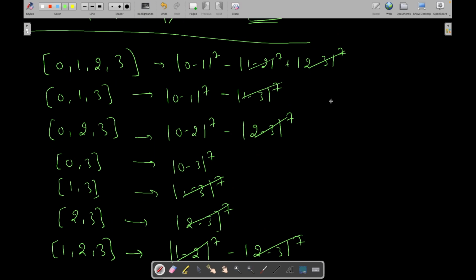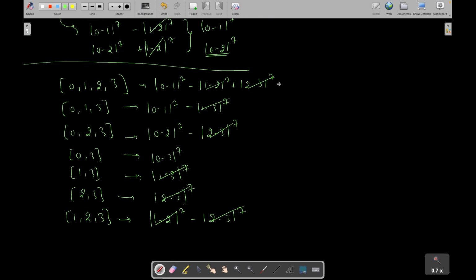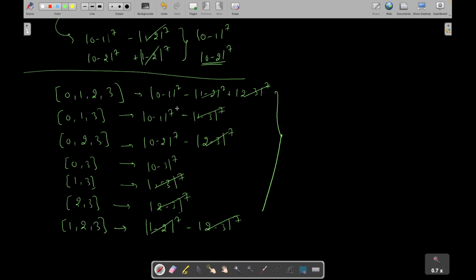And all that is left here, if I just zoom out a bit, you can see what all this contributes is actually this much. So we have 2 times |0 minus 1|^7 plus |0 minus 2|^7 plus |0 minus 3|^7, right?